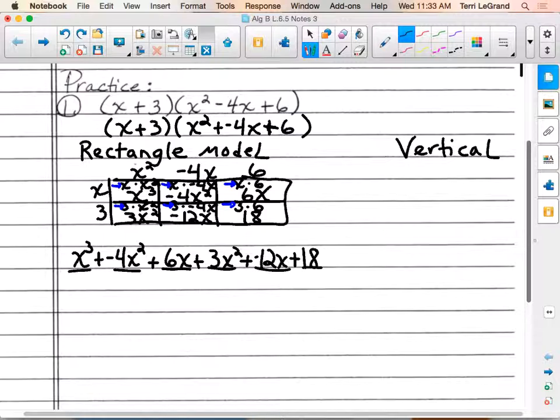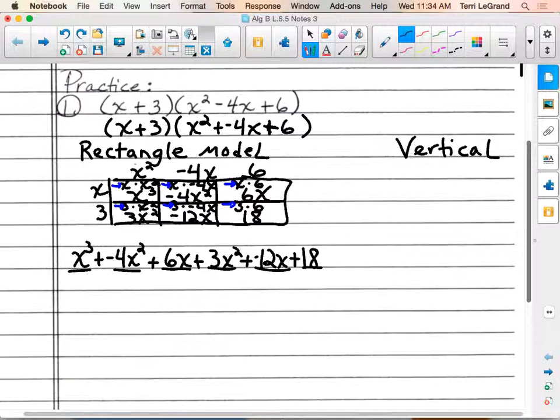Okay, now we're going to combine like terms. Now in FOIL, they end up right beside each other, don't they? In this, are they right beside each other necessarily? No, they aren't, are they? So what would we do? Switch the 3x to the second card and the 6x.